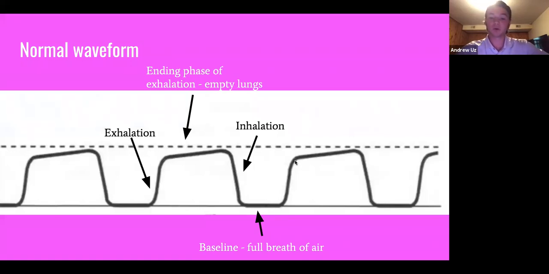So a normal waveform will be square looking because nothing is impeding the flow of that gas. So it's just your typical, you take a full breath, you hold it for a second, you blow it out, you sit there a second with empty lungs, you take a deep breath in, and it's a nice square box looking waveform.